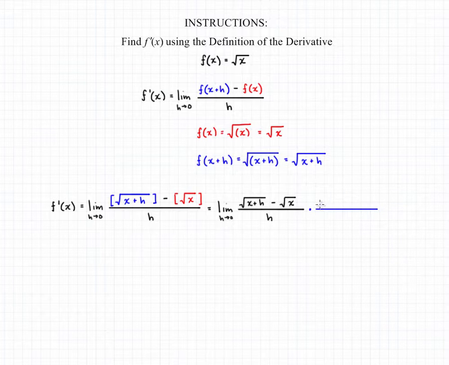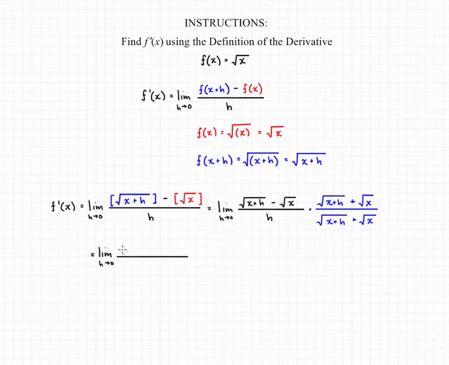Now, to clean this up, we need to use a little bit of a trick. We're going to multiply the numerator and the denominator by the conjugate of that numerator. So we're multiplying both by the square root of x plus h plus the square root of x. This is going to give us the limit as h approaches 0. Our numerator, when we multiply that out, is going to be x plus h minus x. And our denominator is going to be h times the quantity, the square root of x plus h, plus the square root of x.